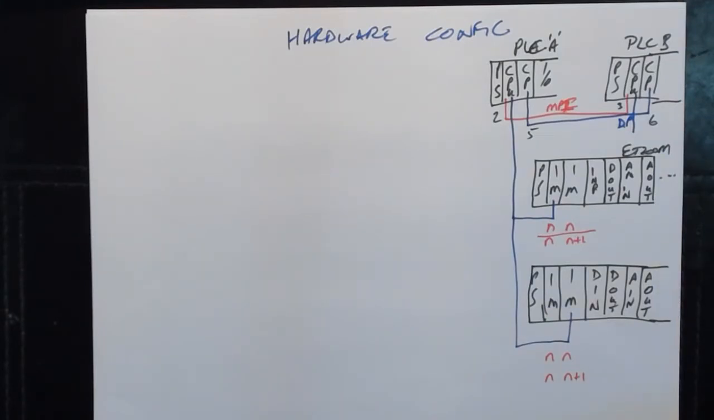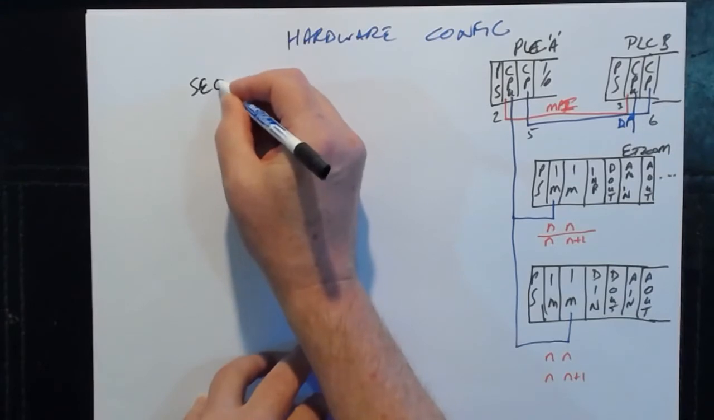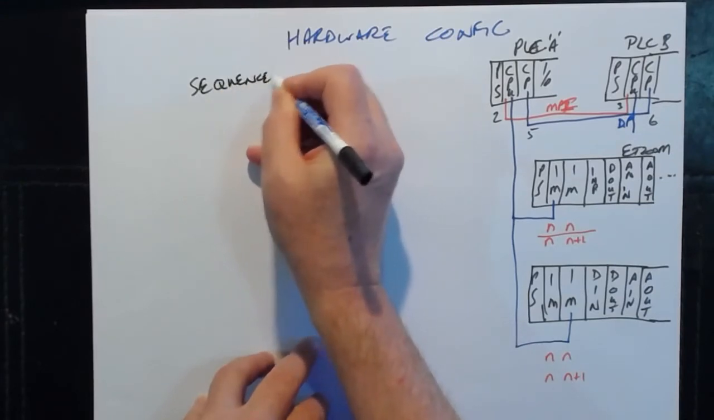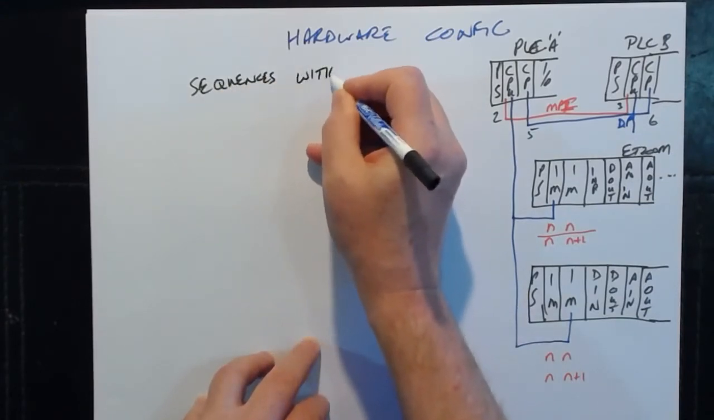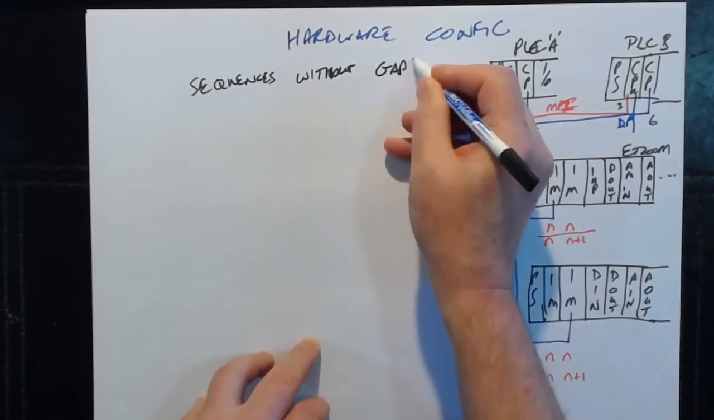Right. Now going on to the actual addresses of these. There's an idea that comes up regularly when you look through all the manuals for software redundancy. That's the idea of being contiguous. In other words, a sequence, all the numbers must be in a sequence without gaps.